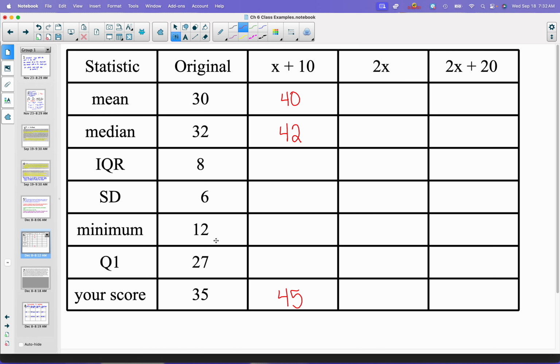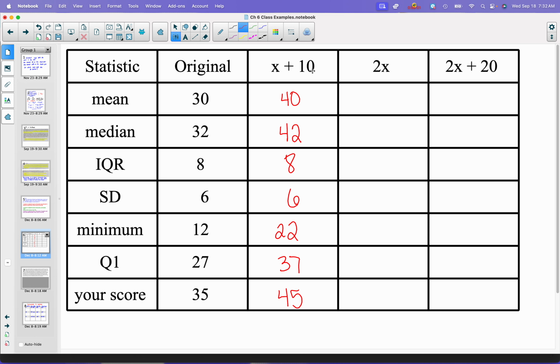The IQR is a measure of spread, and so is the standard deviation. These will not change. Again, imagine the histogram of all the scores. The entire histogram moves, but the shape doesn't change. The minimum value will go up by 10, so it will be 22. And Q1 is a position, not a spread. It will go up, and it will be 37. So that's what we would get for those scores.